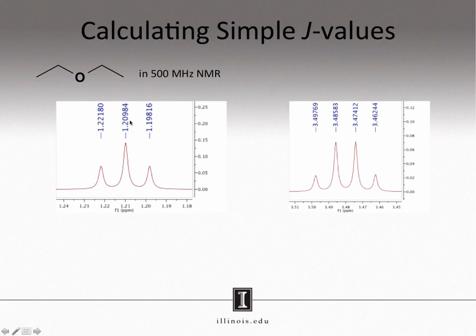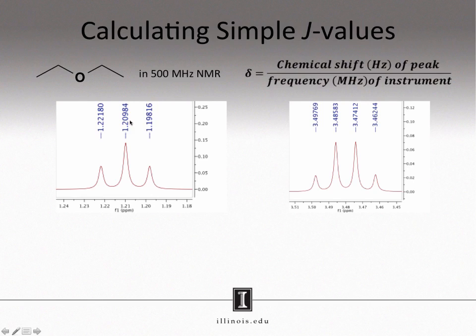The first thing we have to know is what is the strength of our spectrometer. In this example, these signals were taken in a spectrometer with a strength of 500 megahertz. Now, remember that ppm is calculated by taking the chemical shift of a peak in Hertz and dividing it by the strength of the spectrometer, which is measured in megahertz, in order to give us ppm as our chemical shift. If I want to take the chemical shift of a peak in ppm and convert it back into Hertz, all I need to do is take my chemical shift in ppm and multiply it by the frequency of the spectrometer instrument. Knowing this information, let's calculate the J value for this triplet on the left.